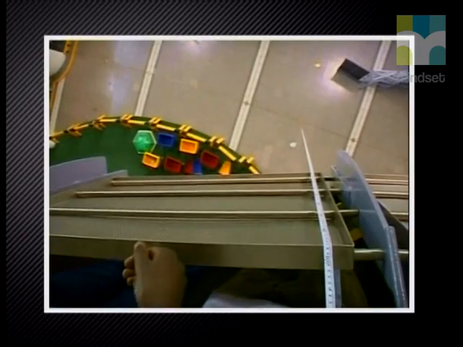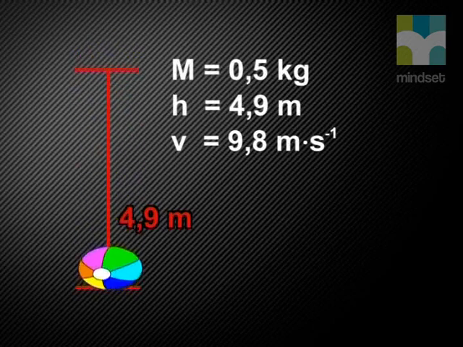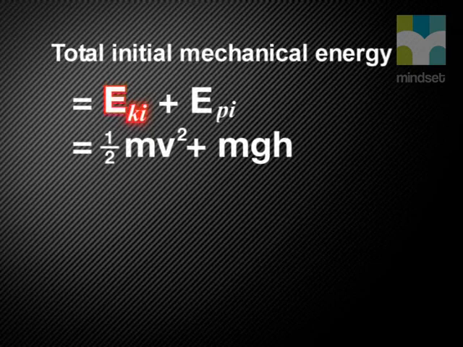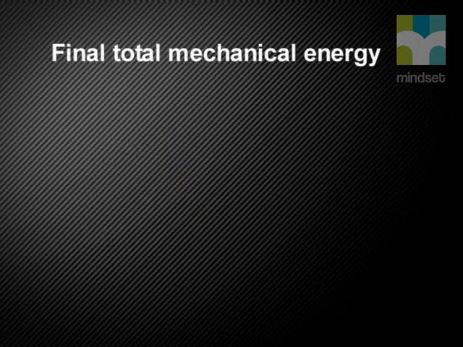Imagine we drop a ball with a mass of 0.5 kilograms from a height of 4.9 meters. The velocity of the ball is 9.8 meters per second when it hits the ground. The total initial mechanical energy of the ball is equal to the initial potential energy of the ball plus the initial kinetic energy of the ball. We substitute values into the equation. Notice the initial velocity is 0 and the answer is 24.01 joule.